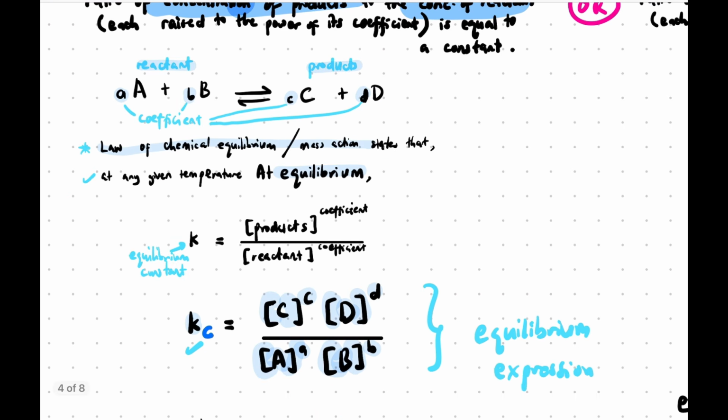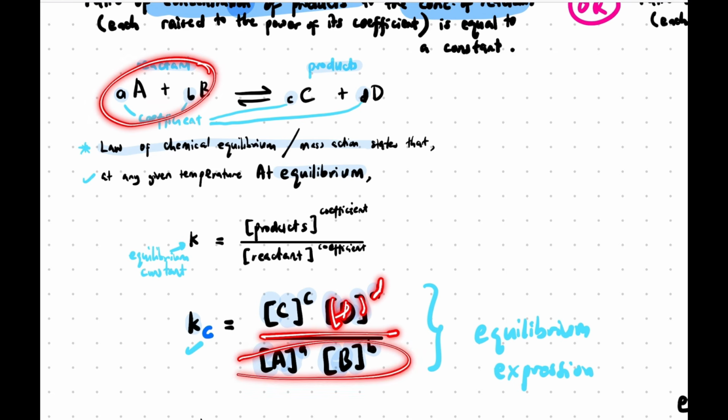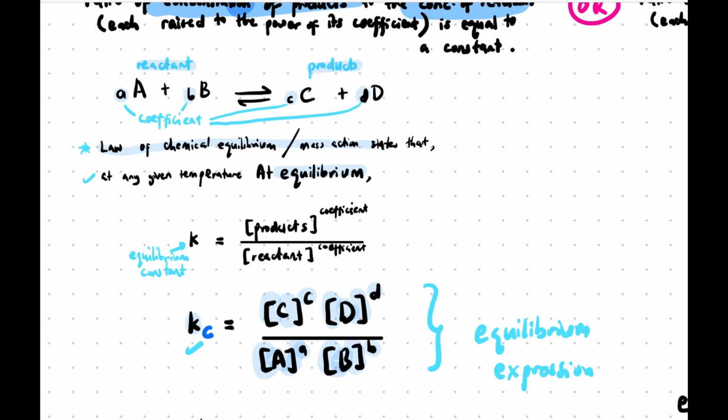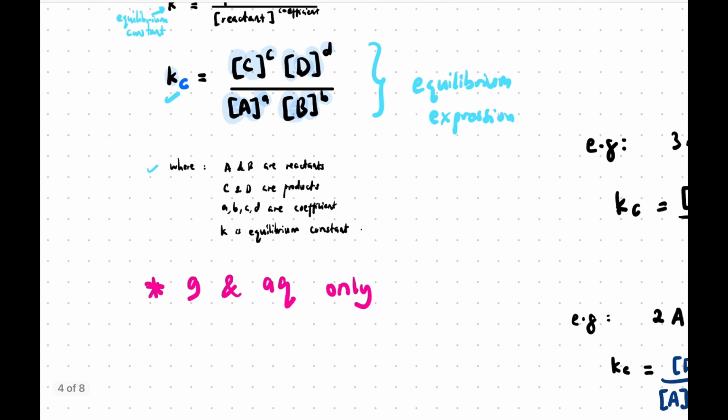So untuk C, concentration C to the power of its coefficient, and then D to the power of its coefficient, okay, over dengan reactants punya to the power of the coefficient, that is called the equilibrium expression, which is the constant, okay, and this one only involves gas and aqueous only.